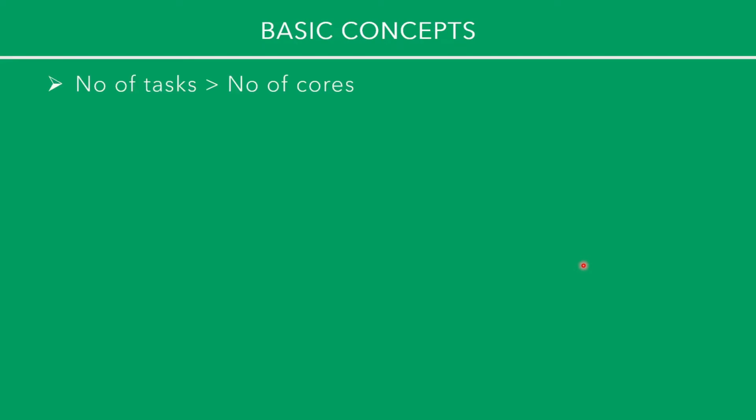The very first concept that we are going to discuss is that the number of tasks that need to be scheduled is always more than the number of cores or resources available. This is the reason you need scheduling. You have so many tasks, so how efficiently can you allocate them to the resources? That's the aim of scheduling.